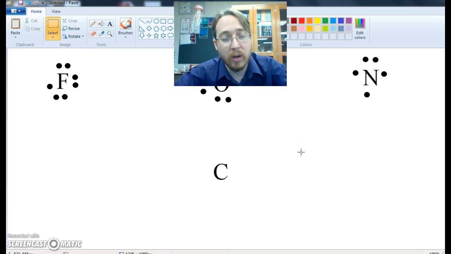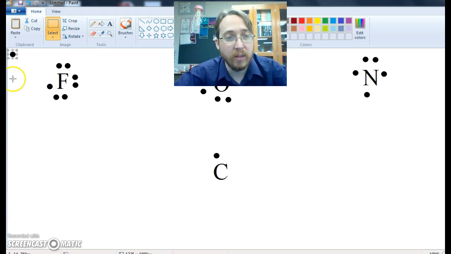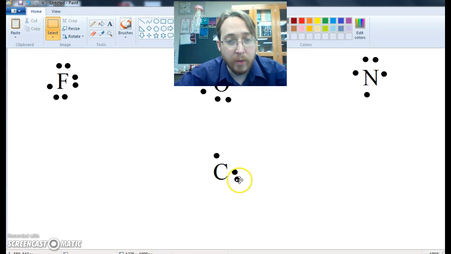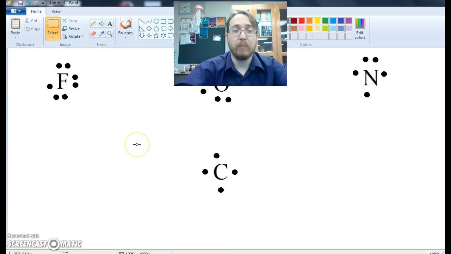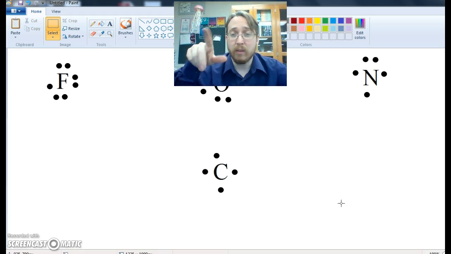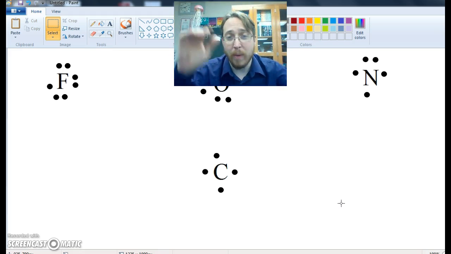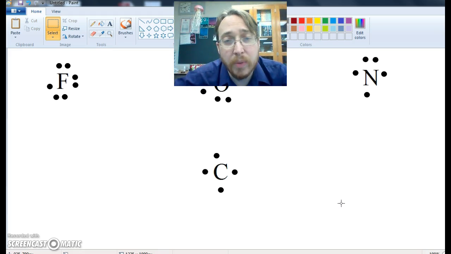Carbon has 4 valence electrons, so we're going to just fill in each side: 1, 2, 3, 4. That's it for carbon. That's it for single atom valence electrons. That is all there is to it. Find the single atom Lewis dot structures: find the valence electrons, fill them in, and try not to double up on each side, but if you have to, then you go back and do it. I hope this helps. Struggle well.